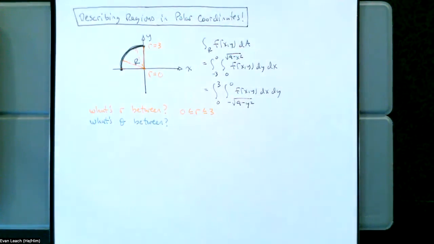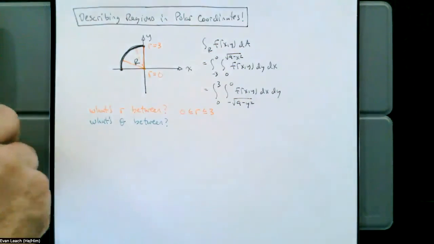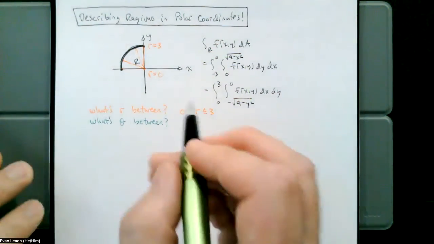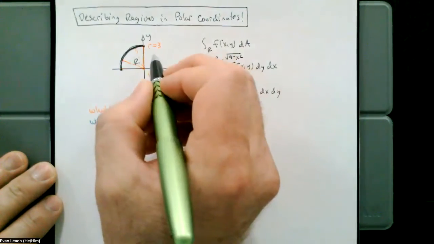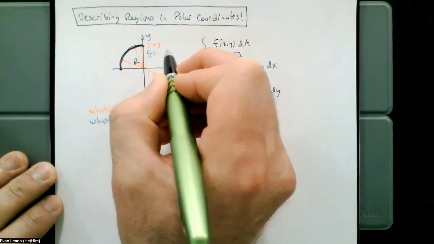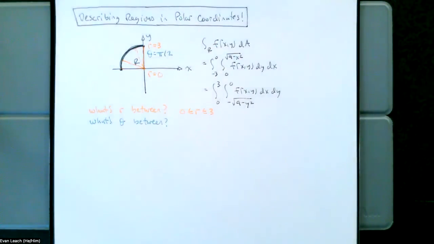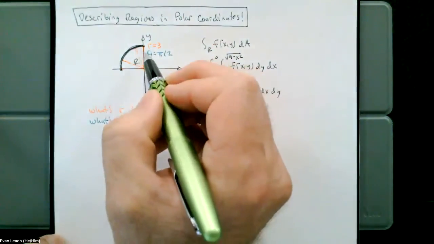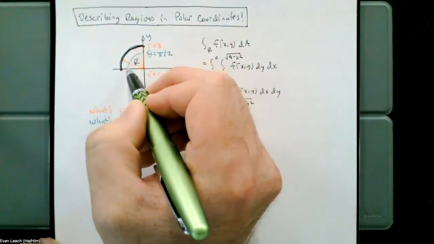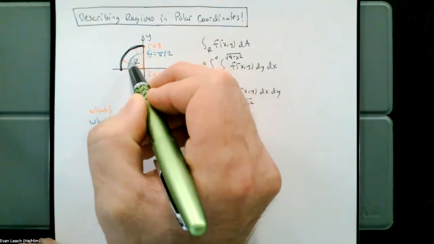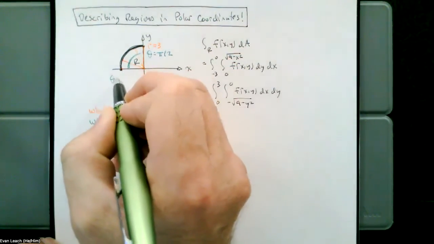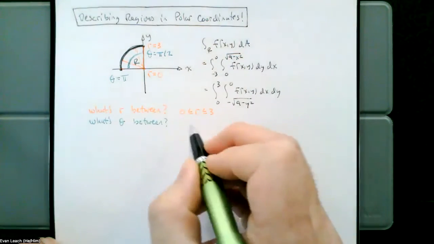We also need to think about what theta is between. If we put theta in standard position, this vertical up here is when theta is equal to pi over 2, or 90 degrees. And then we've got to cover all the way down to this negative x-axis, where theta is pi.